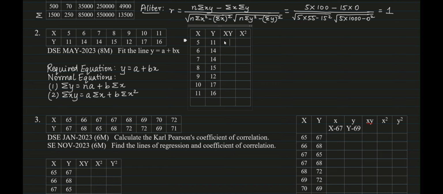5 into 11 is 55, 6 into 14 is 84, 7 into 14 is 98, 8 into 15 is 120, 9 into 12 is 108, 10 into 17 is 170, 11 into 16 is 176. 5 square is 25, 6 square is 36, 7 square is 49, 8 square is 64, 9 square 81, 10 square 100, 11 square 121.